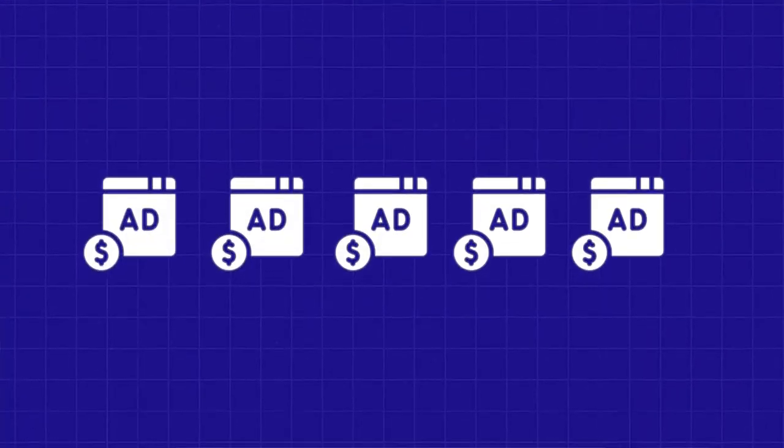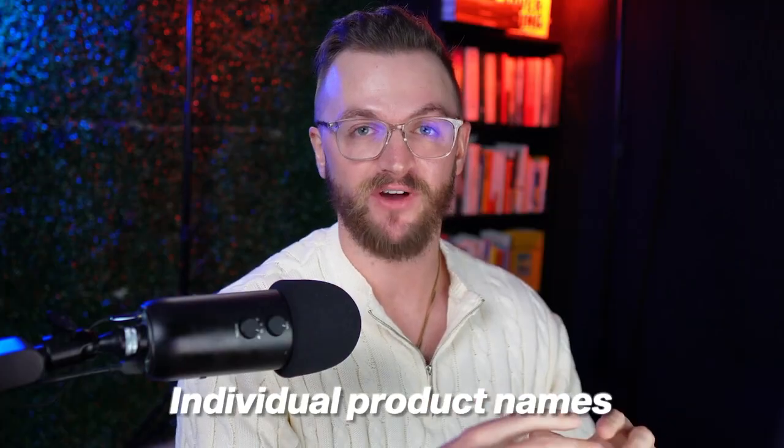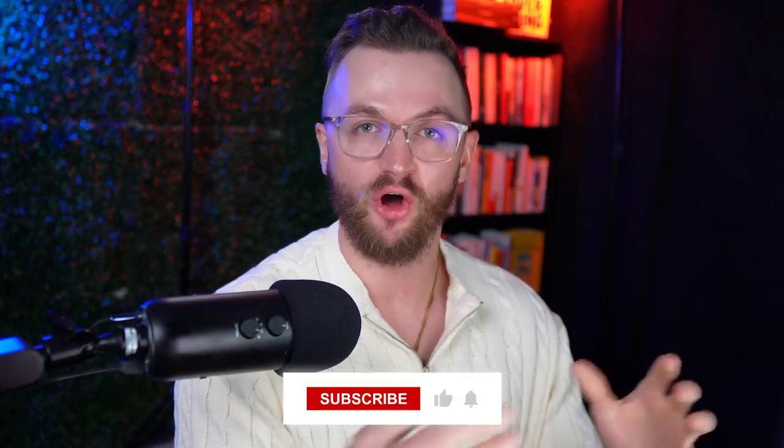The best place to find winning Facebook and Instagram ads is on the Facebook ad library. This is a tool that literally allows you to see every single ad that's running by top 8, 9-figure brands, the biggest brands in the world, as well as you can search for individual product names to find all the competitors in your niche and all the ads that they're running.